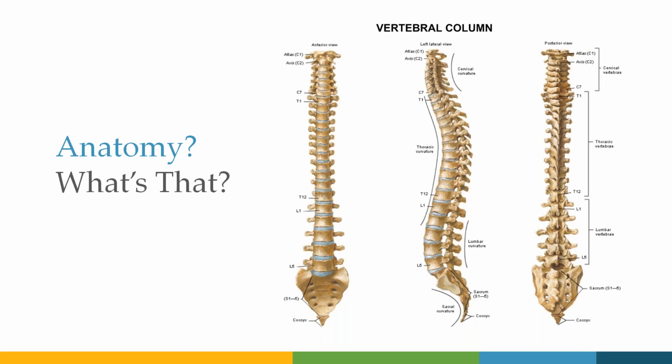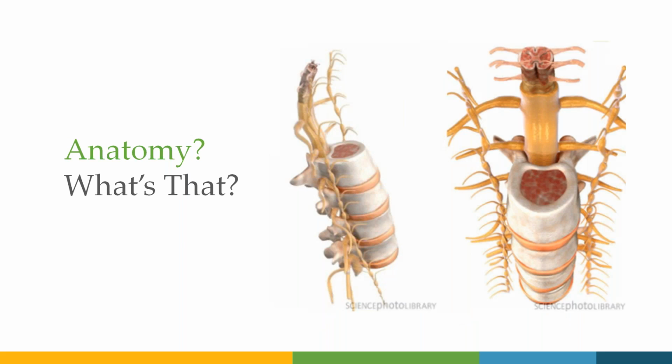You guys might also be wondering, what are those blue things in between all of the bones? Those are vertebral discs. Those are going to act as cushions essentially to absorb shock with movement, and to also allow for a little bit more movement throughout the spine. All right. Let's move on.